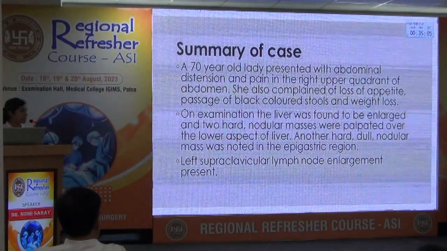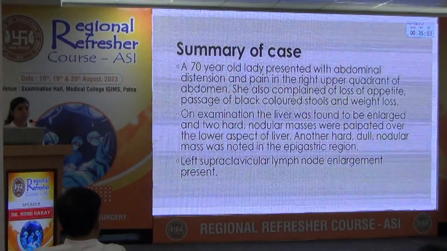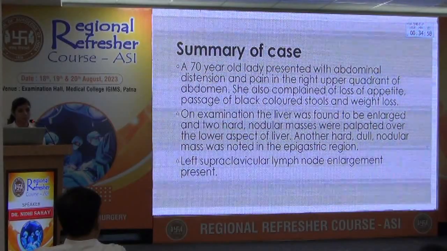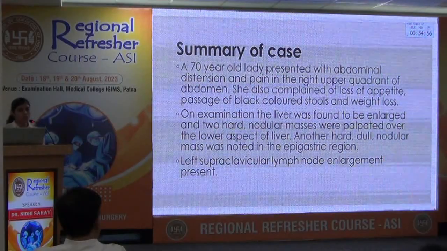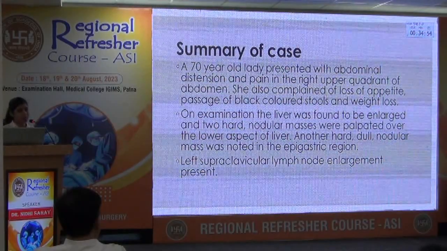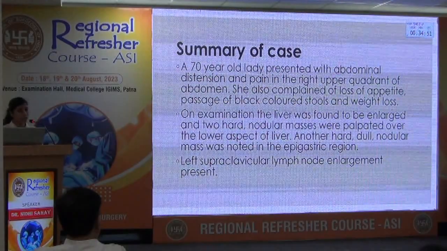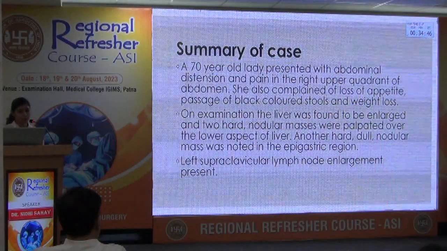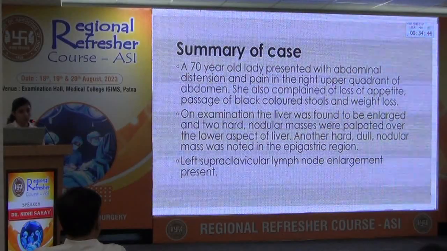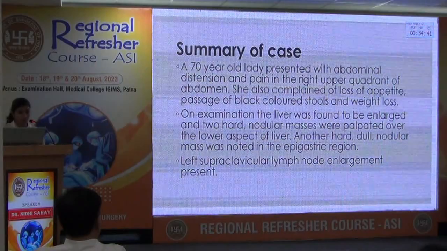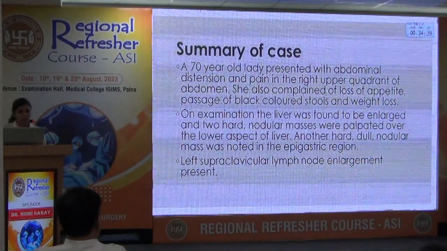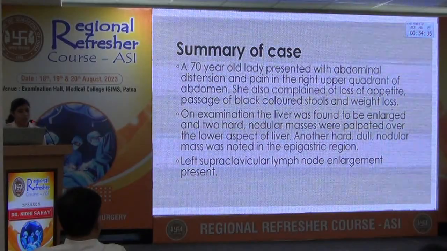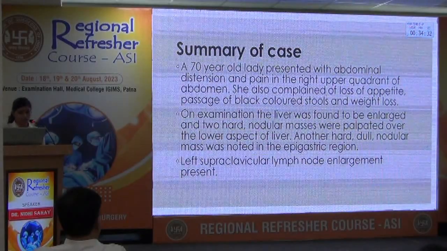Coming to the summary of the case, my patient was a 70-year-old lady who presented with abdominal distension and pain in the right upper quadrant of abdomen. She also had complaints of loss of appetite, passage of black-colored stools, and significant weight loss. On examination of the liver, the liver was found to be enlarged, and 2 hard nodular masses were palpated over the lower aspect of liver. Another hard, dull nodular mass was noted in the epigastric region. The left supraclavicular lymph node enlargement was present.